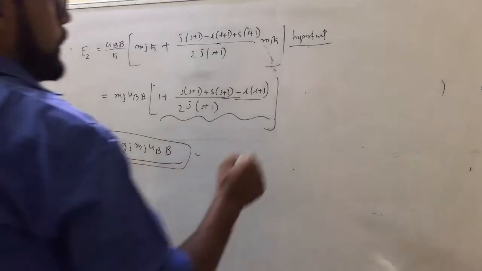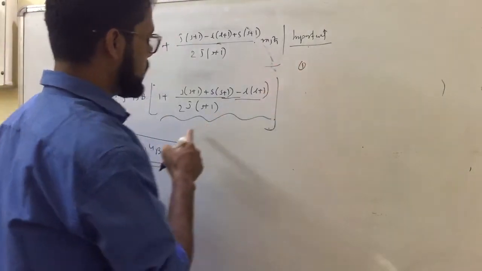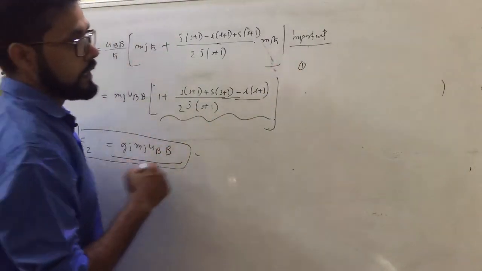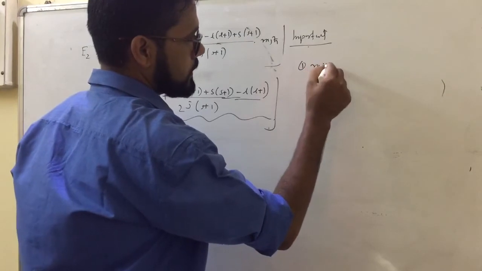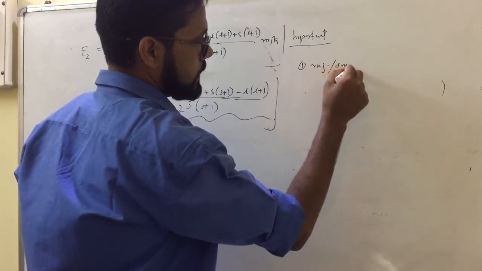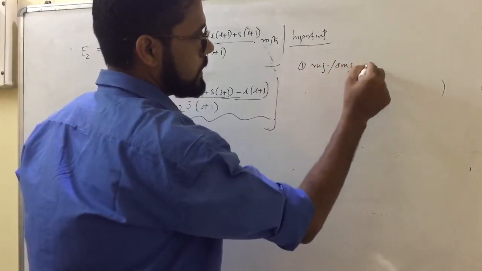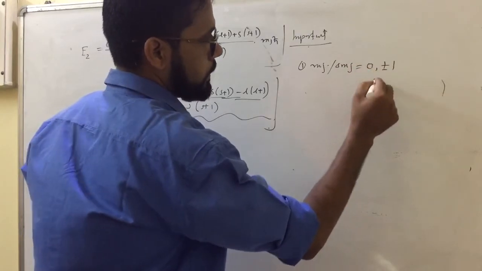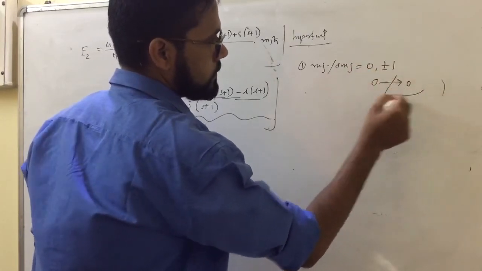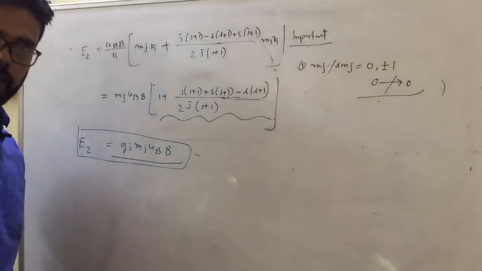Exam purpose. One is a selection rule. Number one, selection rule: Δmj equals 0, plus or minus 1, but 0 to 0 is not allowed. This is the selection rule in the anomalous Zeeman effect.